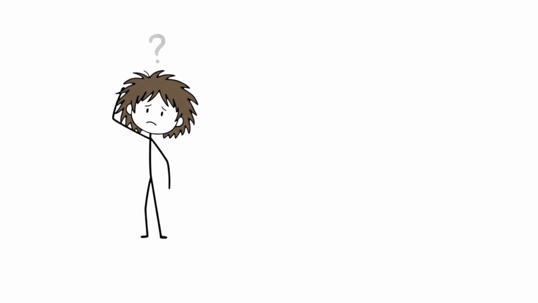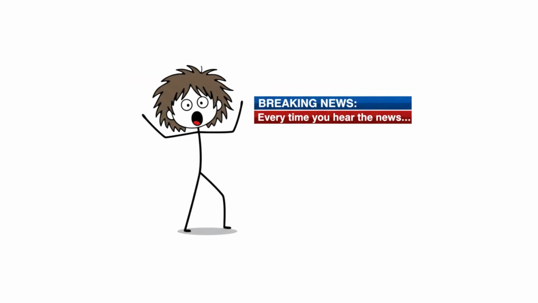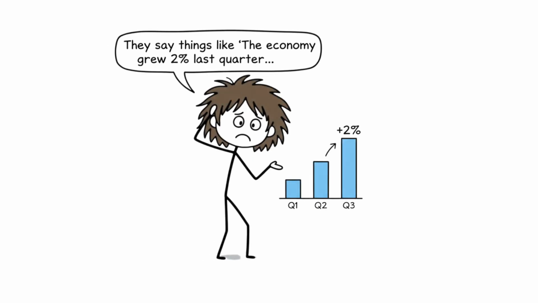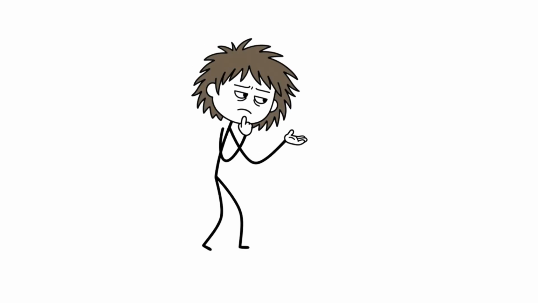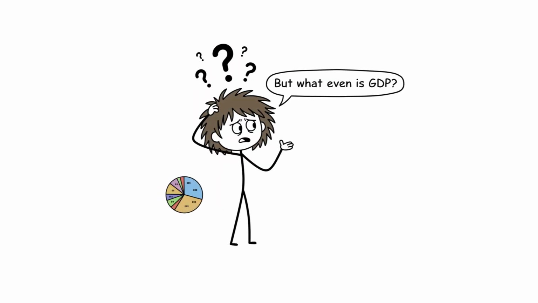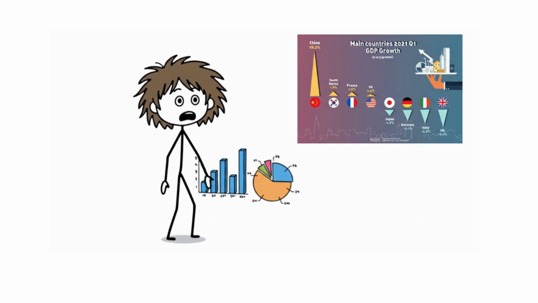So here's a question. Every time you hear the news, they say things like the economy grew 2% last quarter or GDP is down. Sounds important, but what even is GDP? And how do they calculate a number that's supposed to represent an entire country's economy? Let's break it down.